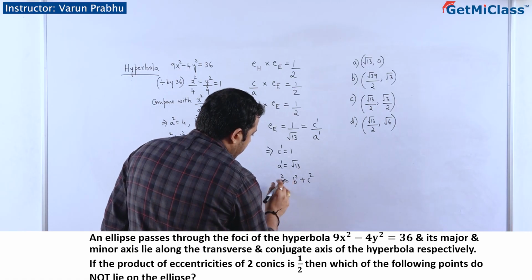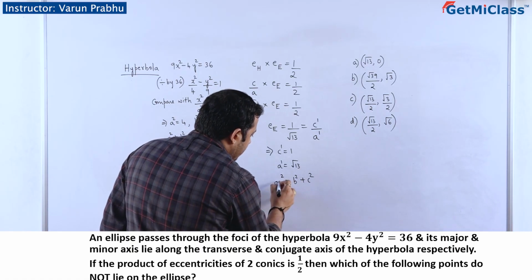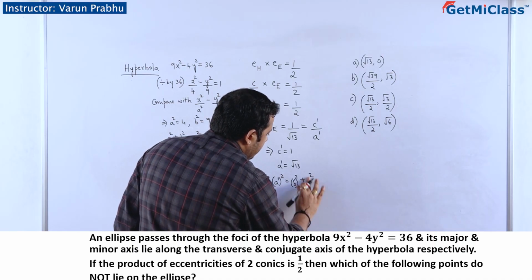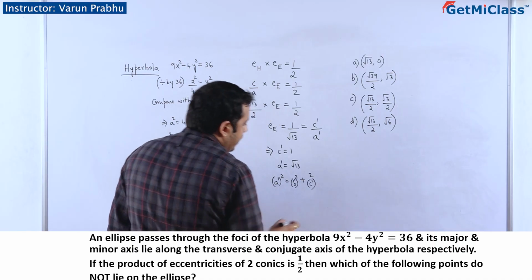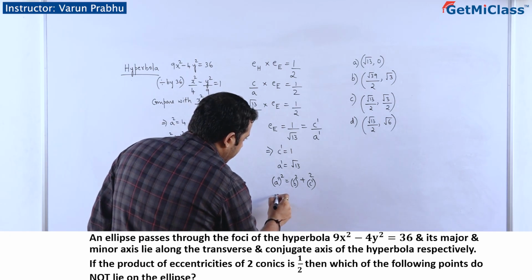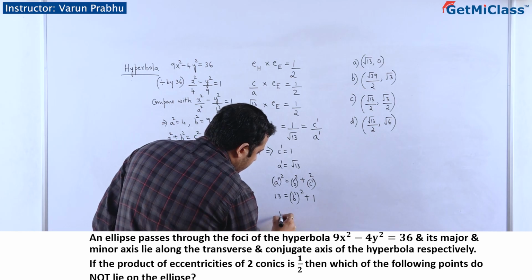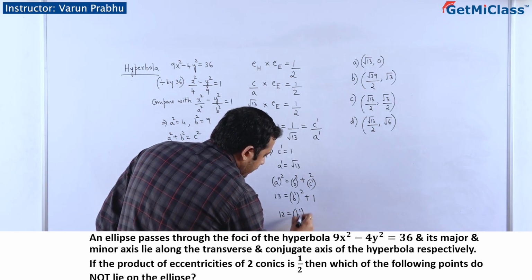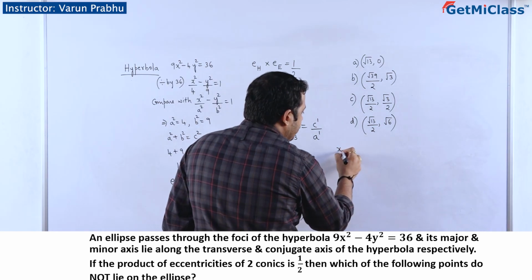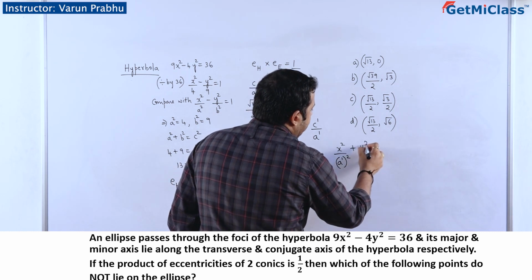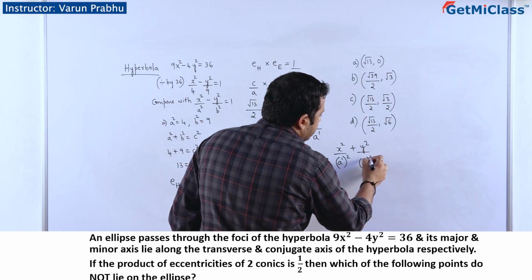So a square is equal to b square plus c square. So I can say a dash square is equal to b dash square plus c dash square, correct? So what do you get now? 13 is equal to b dash square plus 1. So what is this answer that we get? 12 is equal to b dash square. So what is the equation of this ellipse? X square divided by a dash square plus y square divided by b dash square is equal to 1.